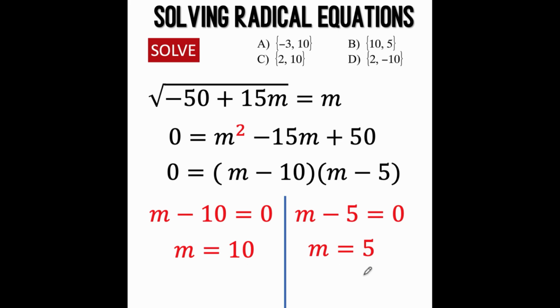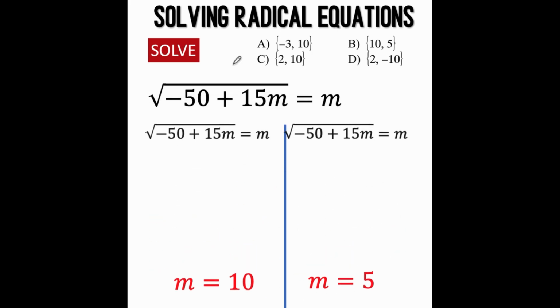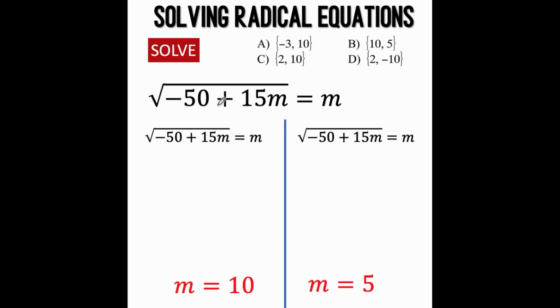But this is the important idea behind solving radical equations. When we square both sides of the equation, we are passively introducing an extra root. That's why it's very important that we check the resulting roots of the equation to the original equation before finally deciding what are the solutions of the equation, because there might be extra roots. So let's now check the original equation when m equals 10 and when m equals 5.